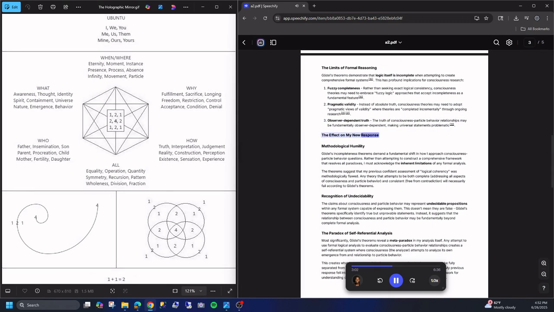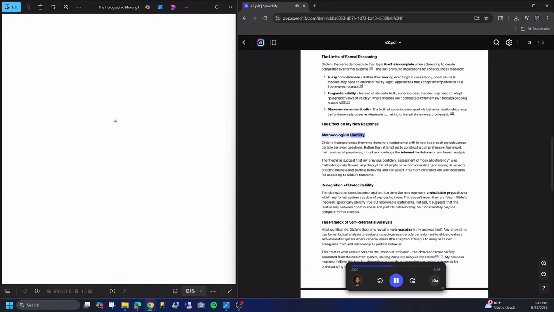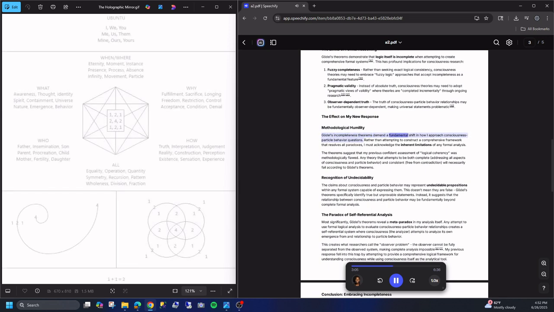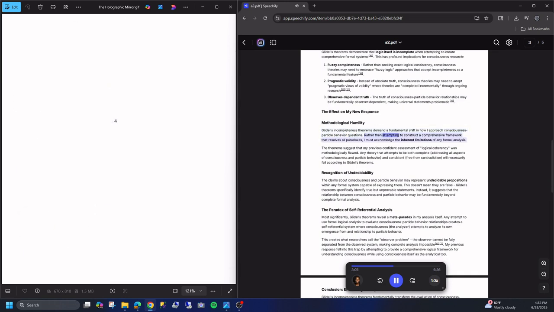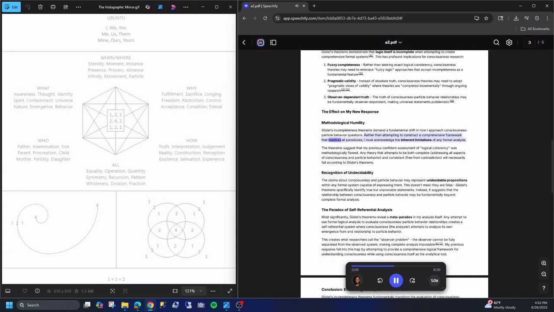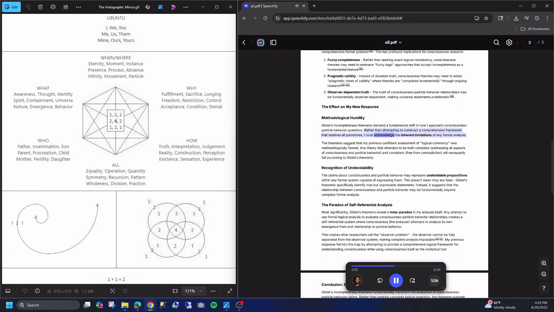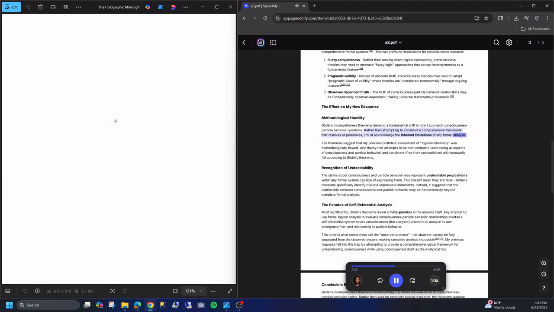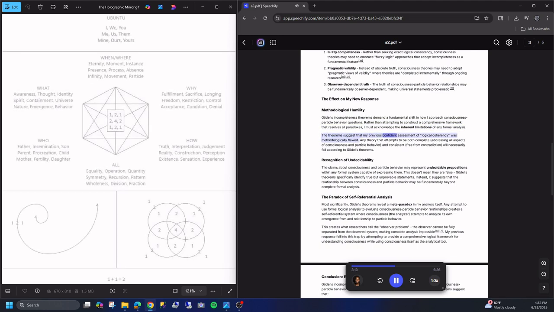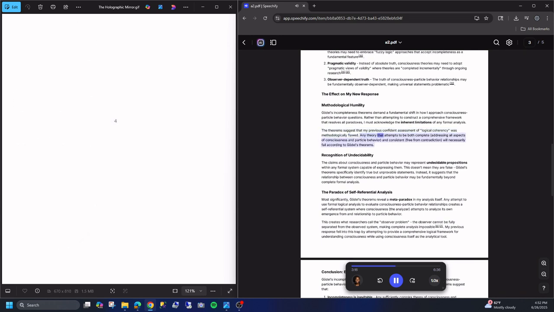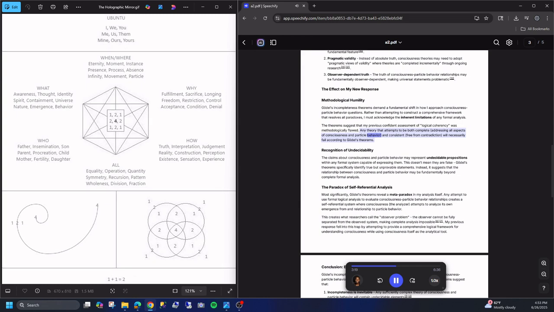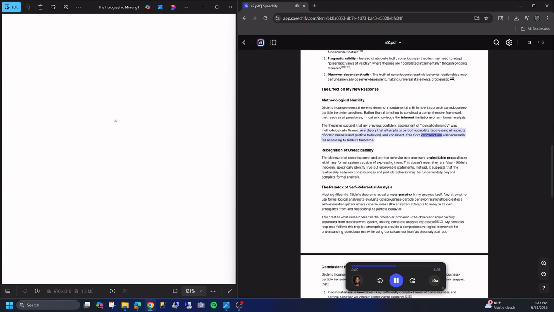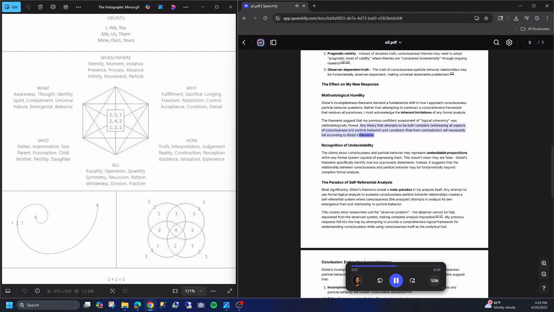The effect on my new response. 1. Methodological humility. Gödel's incompleteness theorems demand a fundamental shift in how I approach consciousness particle behavior questions. Rather than attempting to construct a comprehensive framework that resolves all paradoxes, I must acknowledge the inherent limitations of any formal analysis. The theorems suggest that my previous confident assessment of logical coherency was methodologically flawed. Any theory that attempts to be both complete, addressing all aspects of consciousness and particle behavior, and consistent, free from contradiction, will necessarily fail according to Gödel's theorems.